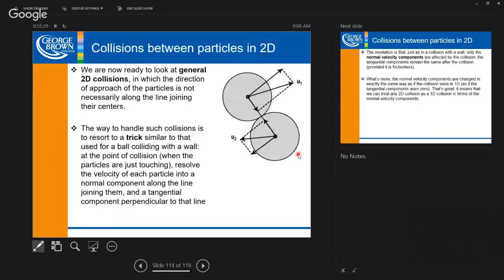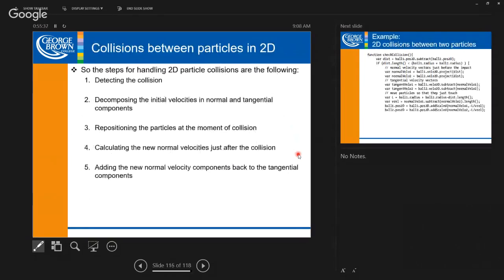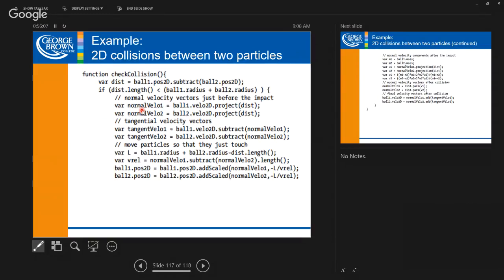And 2D, again, we've talked about this, just two different components. I'm not going to go into too much detail. Again, just as an overview: detecting the collision, decomposing the initial velocities into normal and tangential components, tangential being tangent to the sphere or the circle in this case. So how much of a glancing blow is it? How much of the X and Y energy is going to go away? And then reposition them so that they're in the right place at the moment of collision, and then calculate the new normal velocities just after the collision. We saw that in the physics side. How do you calculate those things? And I've got your equations for you if you want to use them. Okay, and then we have a little bit of pseudocode to help you out in terms of how this would work.